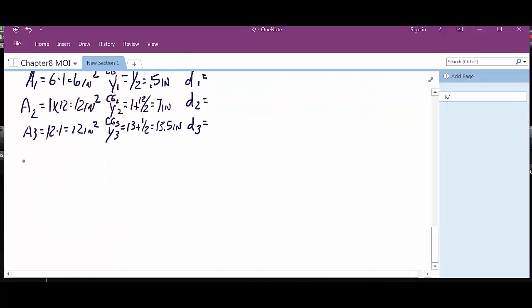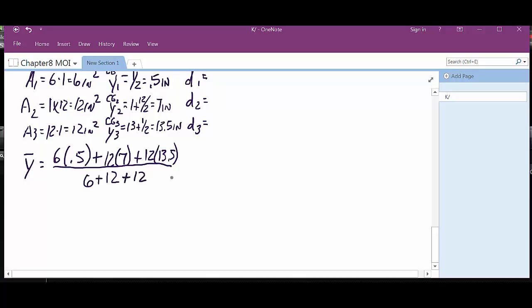So let's go and figure out what Y bar is. Y bar was what? The area of the first one, which was 6, right? Times Y1, which was 1/2. 12 square inches times 7, right? Plus 12 square inches times 13.5. All of that divided by 6 plus 12 plus 12.